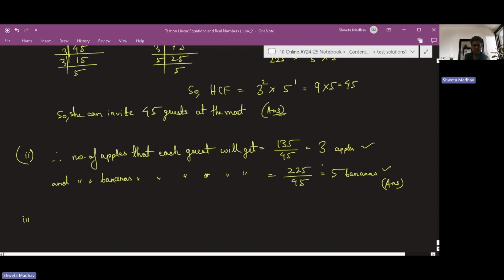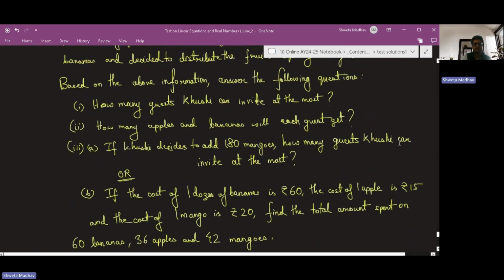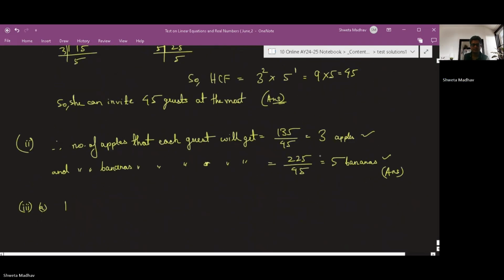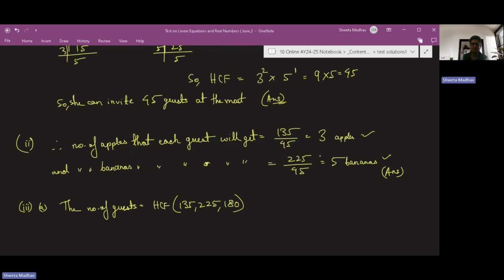Then in the third subpart A, it has been told that if Khushi decides to add 180 mangoes, how many guests Khushi can invite at the most? So in this case, the number of guests should be the highest common factor of 135, 225 and 180, since the number of guests should exactly divide all the three numbers 135, 225, 180.